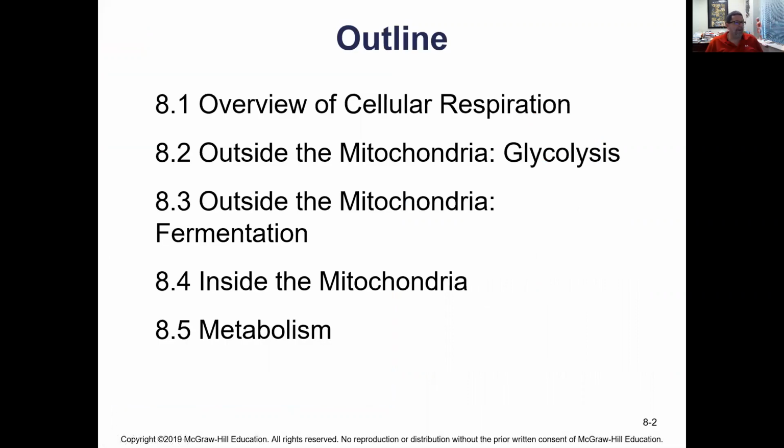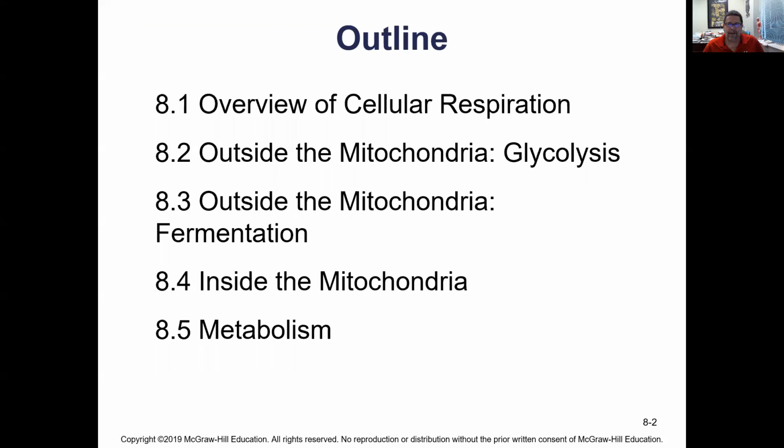So, the breakdown of the chapter: an overview of cell respiration, then what happens outside the mitochondria with glycolysis, and fermentation outside the mitochondria, and then inside the mitochondria we've got two big events. Now, one of the things I want you to think about here is there are 5 processes we're looking at, or 5 metabolic pathways, okay?